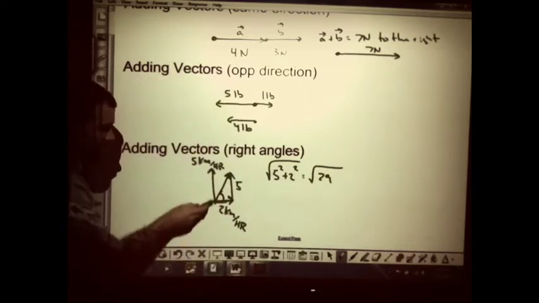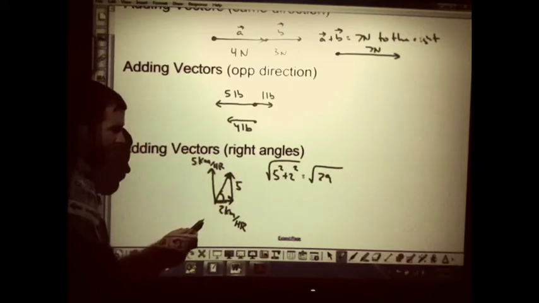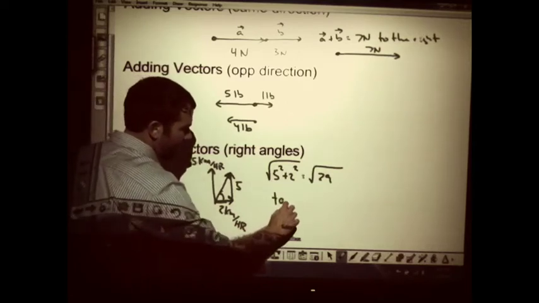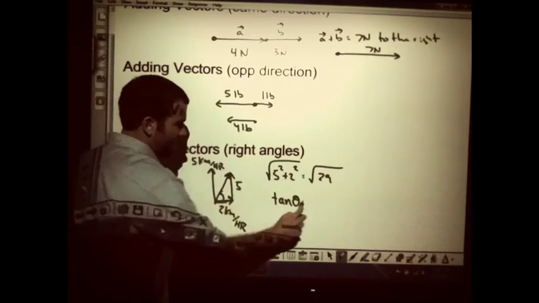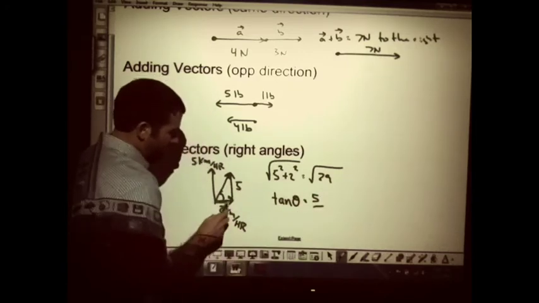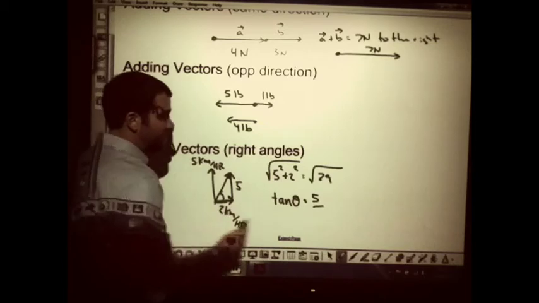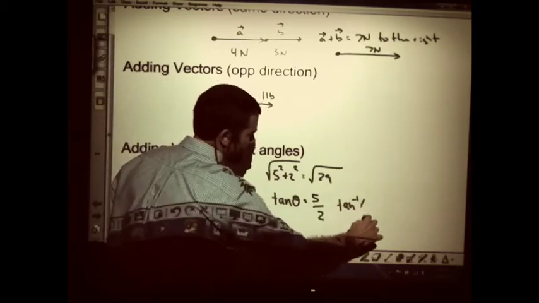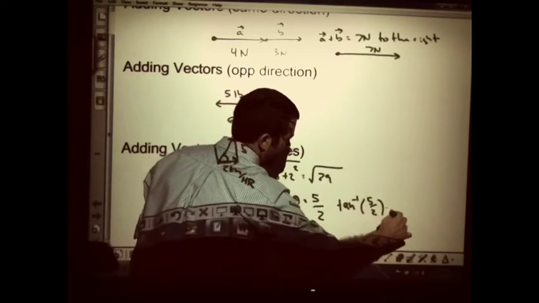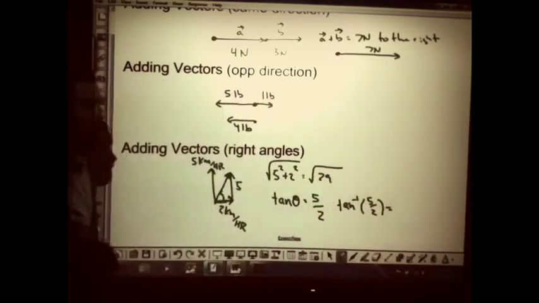Well, if this one's due north and this one's due east, the angle is going to come from knowing a little bit about trig. And we know that the tangent of this angle is opposite, which is 5, over adjacent, which is 2. So we would use an inverse trig function, the inverse tangent of 5 over 2, and we're good to go. Whatever your calculator would tell you. I'll leave you that opportunity to do that.